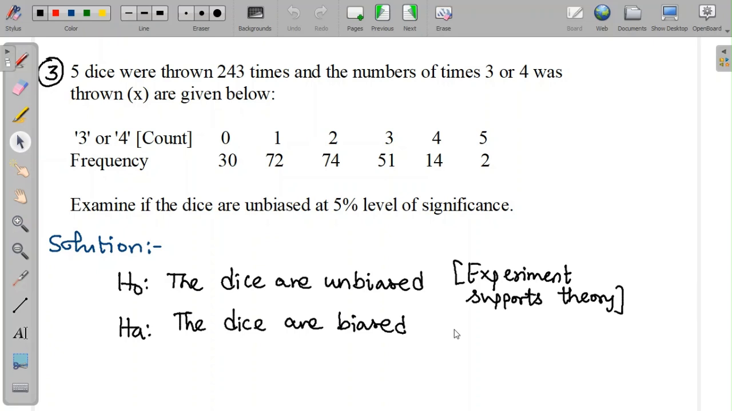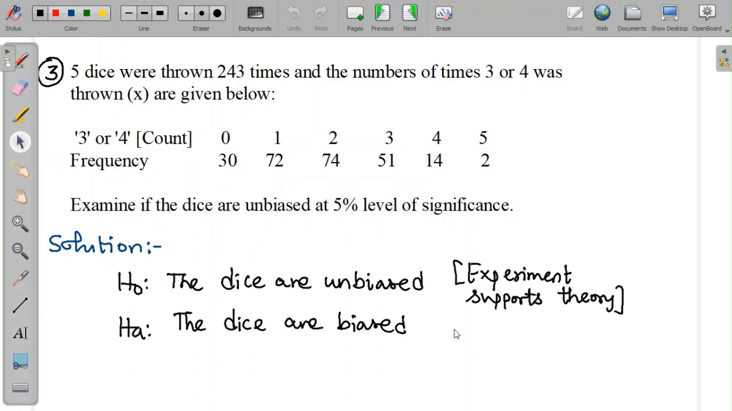Two of the dice showed 3 or 4 74 times. Three of the 5 dice showed 3 or 4 51 times. Four of the dice showed 3 or 4 14 times. And all the 5 dice showed 3 or 4 2 times. Now, we'll examine if this presents us with enough evidence to show that the dice is unbiased.